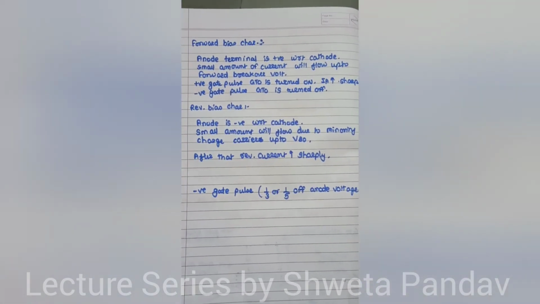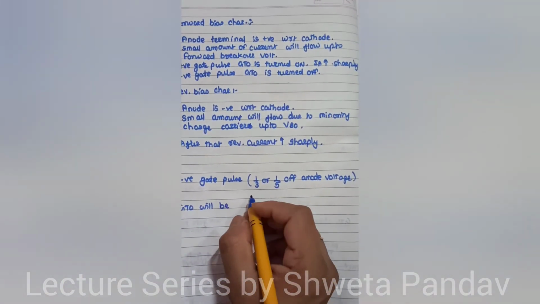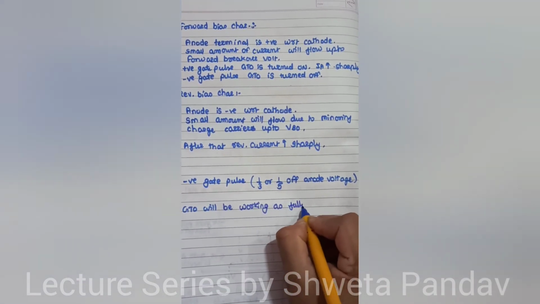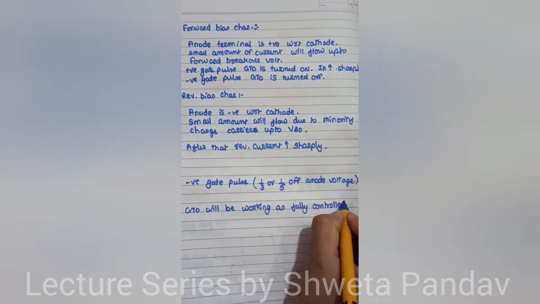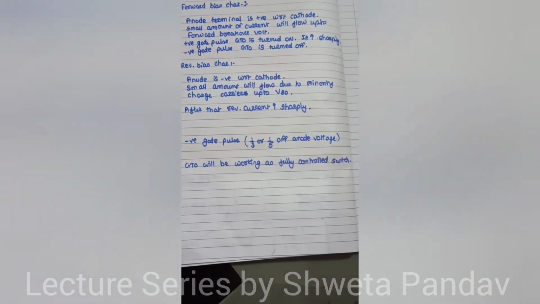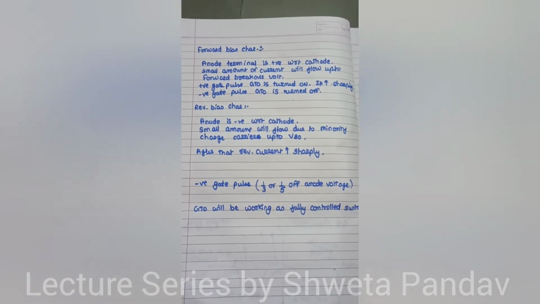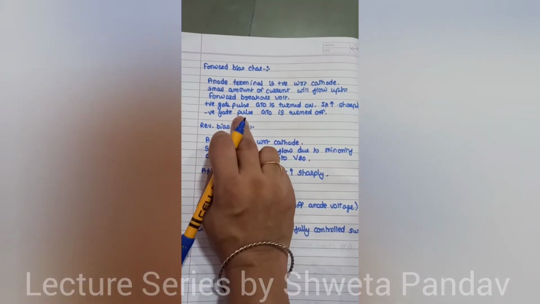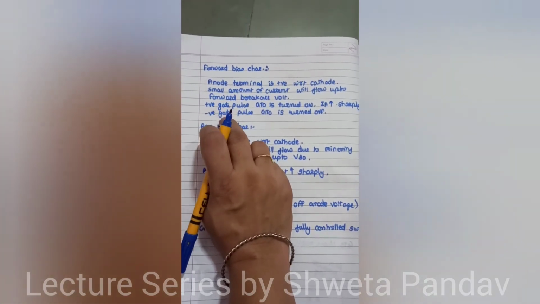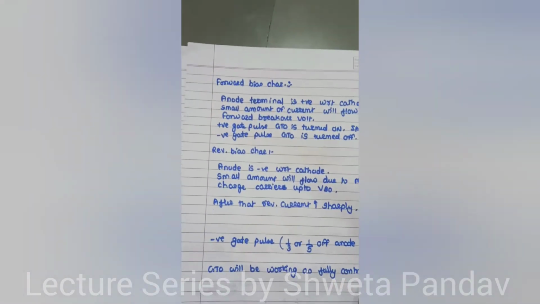In this way the GTO works as a fully controlled switch. We can control the turning on of the GTO with a positive gate pulse, and we can control the turning off of the GTO with a negative gate pulse. So we can turn it on and turn it off. It is in our hand. So this GTO thyristor is called a fully controlled switch.